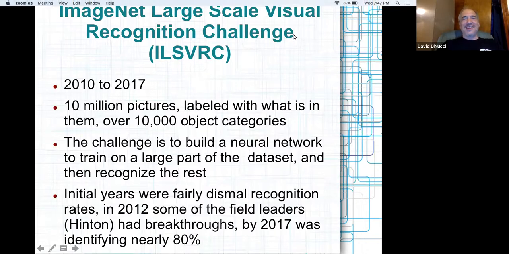But it's basically a contest. There it is, ImageNet Large Scale Visual Recognition Challenge. So it's basically a big contest that somebody put together. It says, we've got a huge database of 10 million pictures. And we have gotten a bunch of students and we paid people and whatever else was required to go out there and label every single picture with what's in the picture.